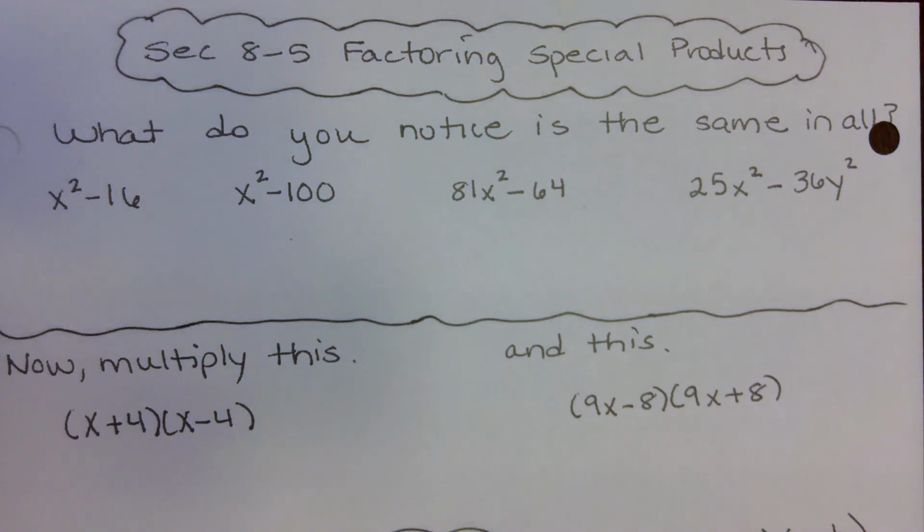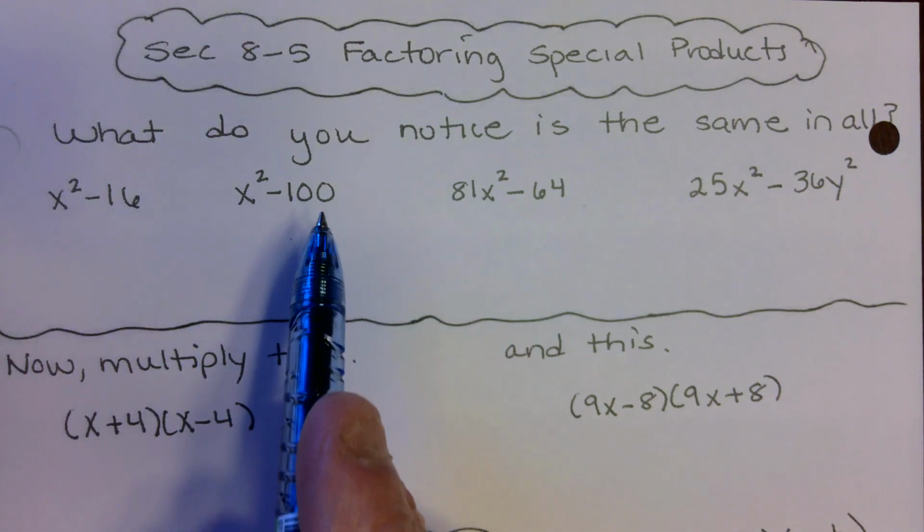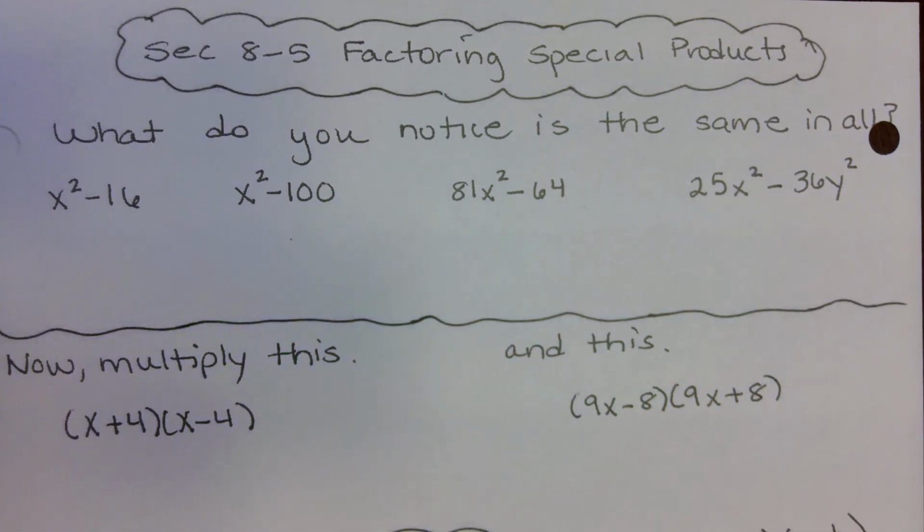Okay, we're going to hit section 8.5, factoring special products. So first question, what do you notice is the same in all of these? Each item has how many terms? 2. Good. I got 2 terms, 2 terms, 2 terms, 2 terms. There, I got you started. What else do you notice?